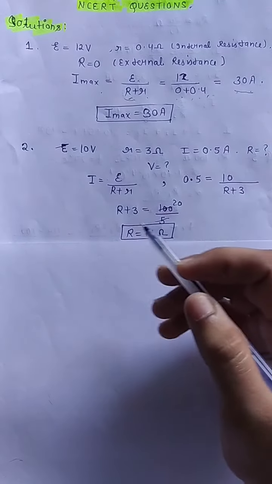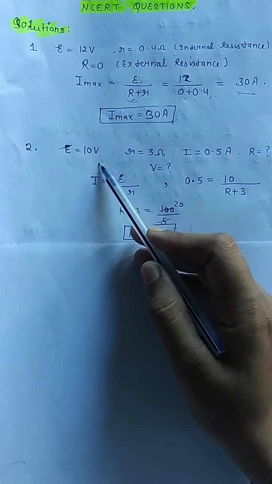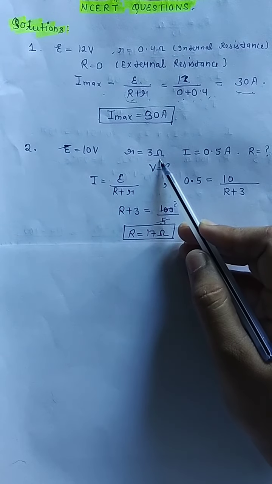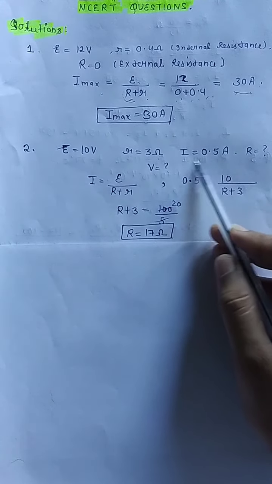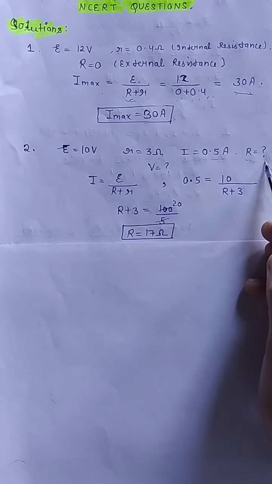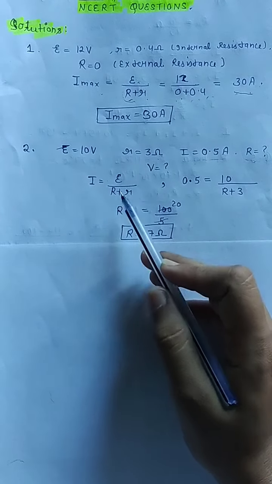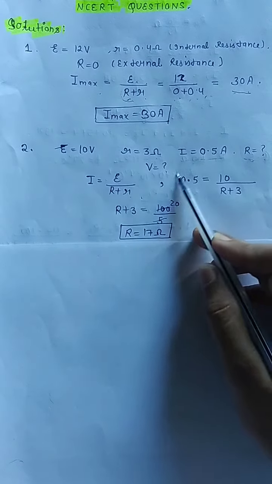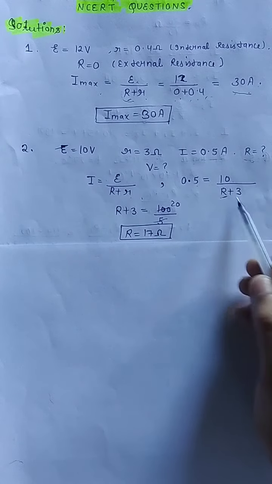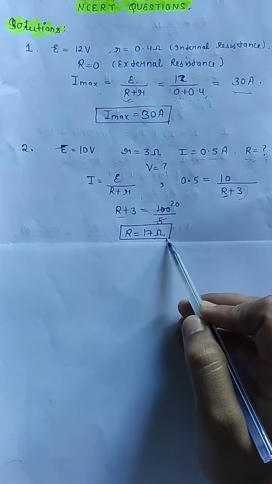Now the solution of this question. E, that is the EMF of the battery or the cell, is given as 10 volt and the value of internal resistance is 3 ohm. I, that is the current, is 0.5 ampere and the value of external resistance we have to find. Put the values into the formula. I equal to E upon R plus r. I is 0.5, E is 10 and R we have to calculate, small r is 3. Now the value of R is 17 ohm.